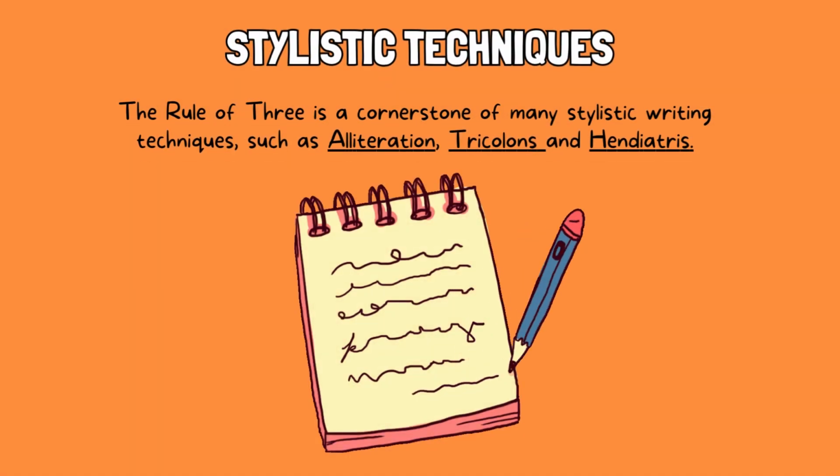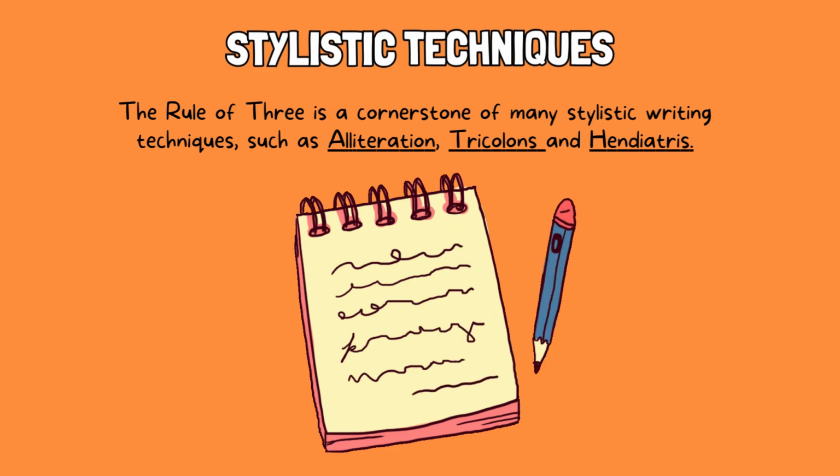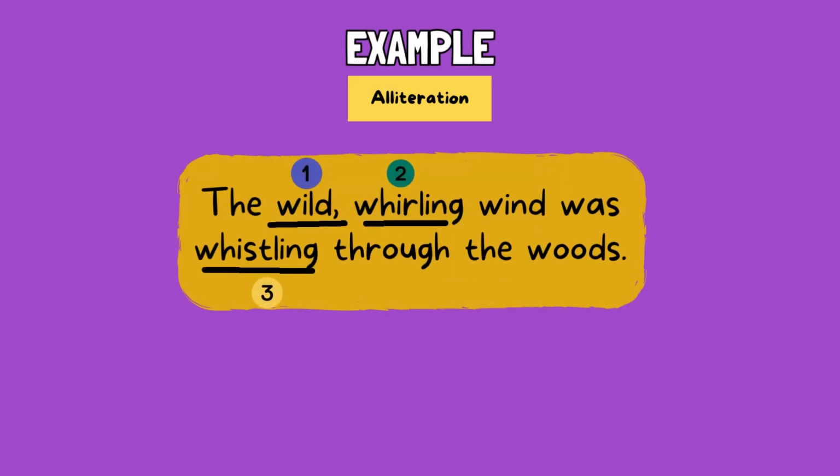The rule of three is also a cornerstone of many stylistic writing techniques, such as alliteration, tricolons, and hendiatris. Alliteration is when you use 3 words that start with the same sound for emphasis. For example, the wild, whirling wind was whistling through the woods. The repetition of the W sound in wild, whirling, and whistling creates a rhythmic and melodic quality. The 3 W words work together to build a vivid and dynamic image of the wind, making it more memorable and impactful.